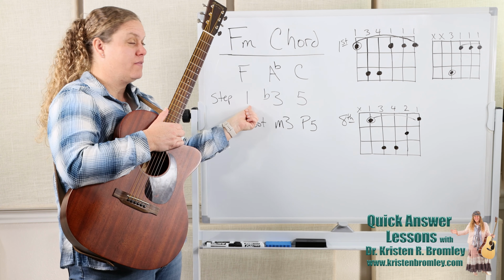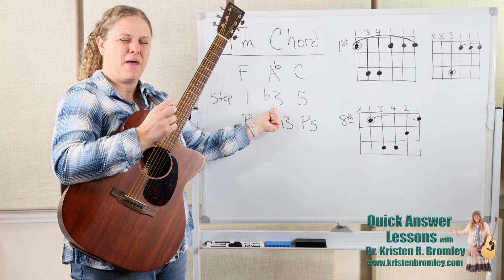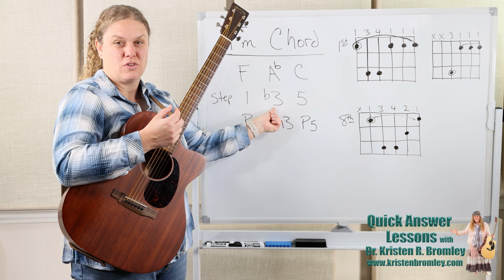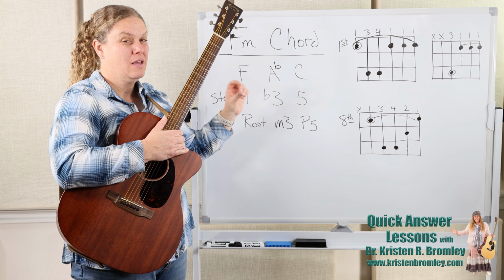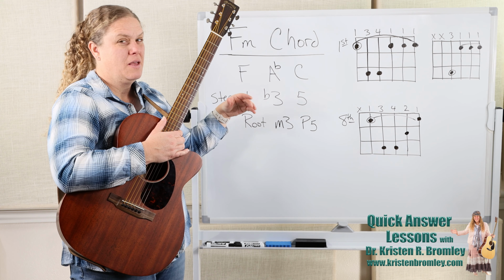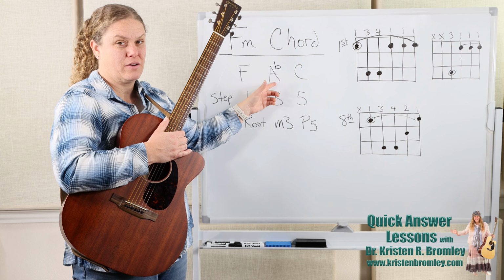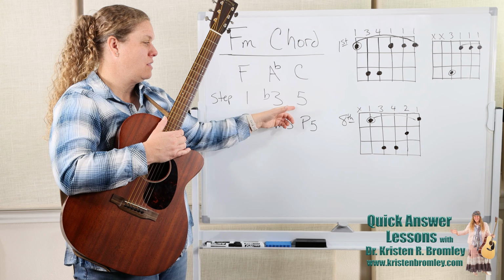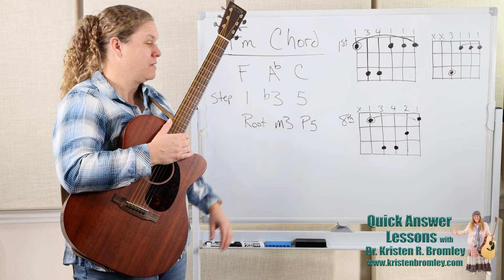The first step of the F minor scale, a flatted third, and that flatted third is by comparison to the major third or the natural third that's in a major scale. So that's the main difference between major and minor chords. It's a flatted third by comparison to the major scale, and that's what it has in a minor scale. So we got an A flat, and then the fifth step of a minor scale, which is going to be a C.